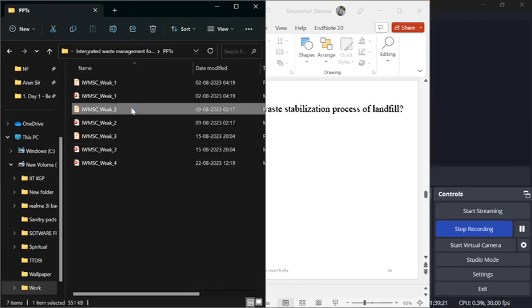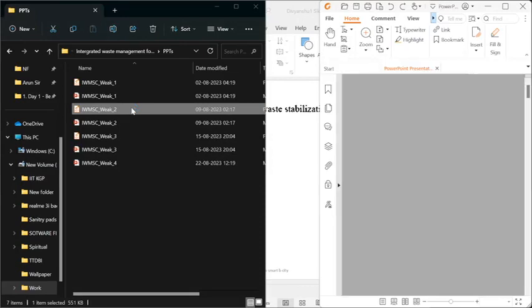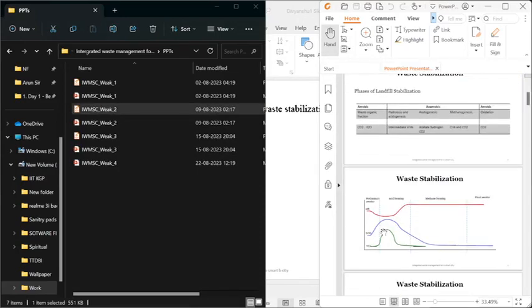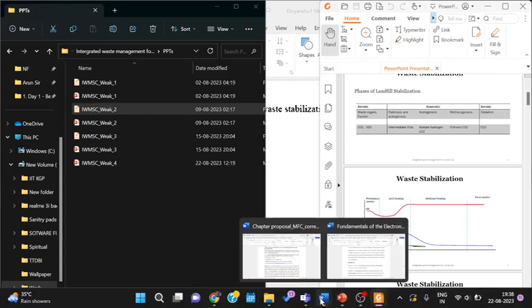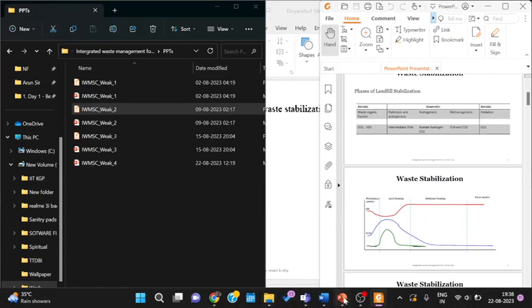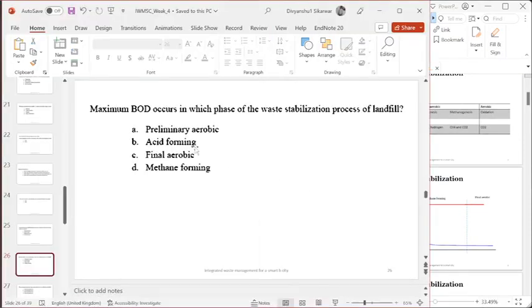So we can see that in the rough presentation also. Yeah, I have opened that graph. Actually, BOD increases during the starting of the acid forming, and then it decreases. Correct answer will be acid form.